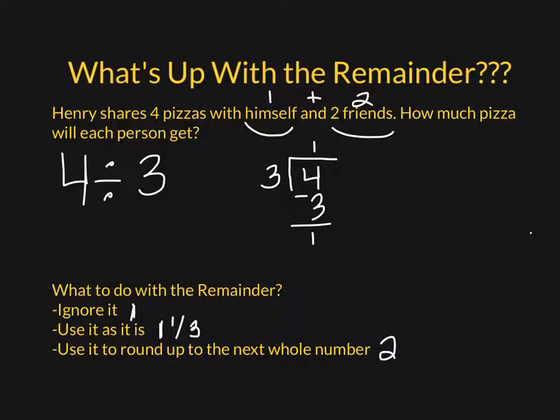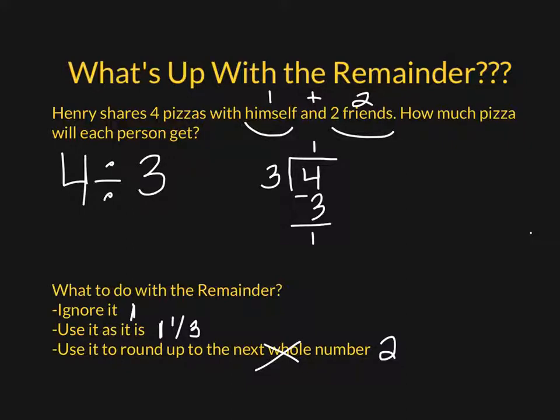Well, let's talk about it. Last time I checked, there's only 4 pizzas. And if each person is going to get 2 pizzas, that means that there would have to be 6 pizzas, right? So in this case, we can't use the remainder to round up because there's not 6 pizzas. There's only 4. So 2 per person is too much.